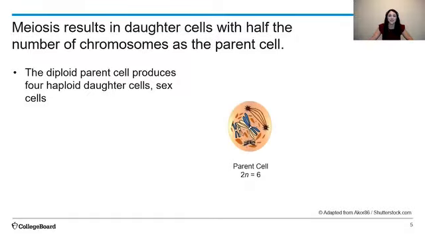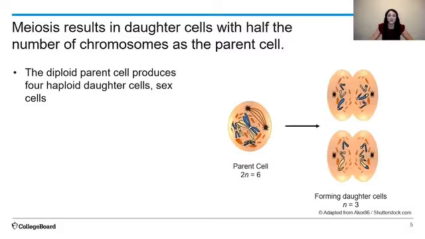If we look at this picture, we can see that we have a parent cell starting with a diploid number of 6, right? 2n equals 6. You can count those in the image and see that there's 6 chromosomes there, and there's 3 pairs of them. After meiosis occurs, we should get these forming daughter cells. Notice there's 4 daughter cells forming here, and in each of those forming nuclei, we can see that there's 3 single chromosomes. So these cells would be haploid with n equals 3.